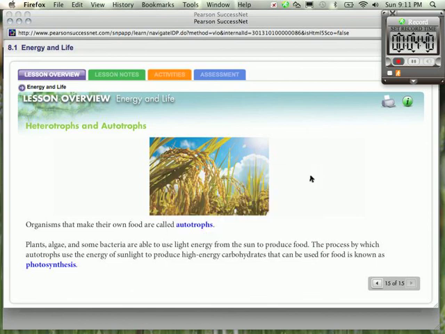Plants, algae, and some bacteria are able to use light energy from the sun to produce food. The process by which autotrophs use the energy of sunlight to produce high-energy carbohydrates that can be used for food is known as photosynthesis.